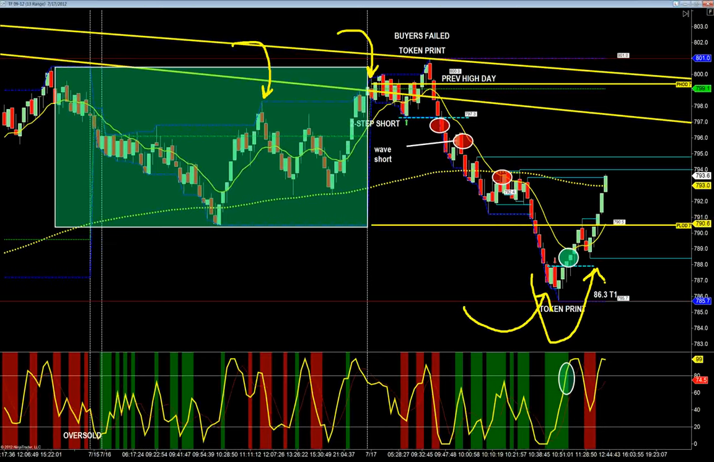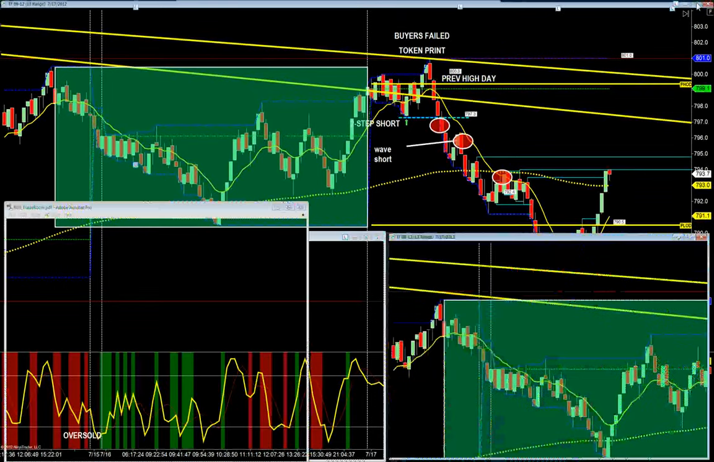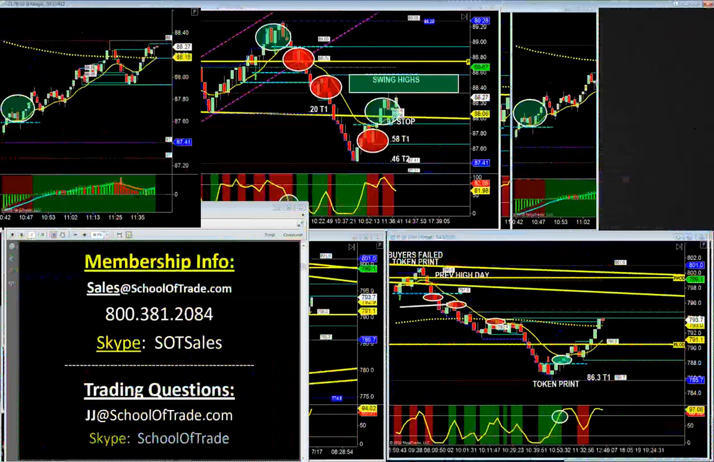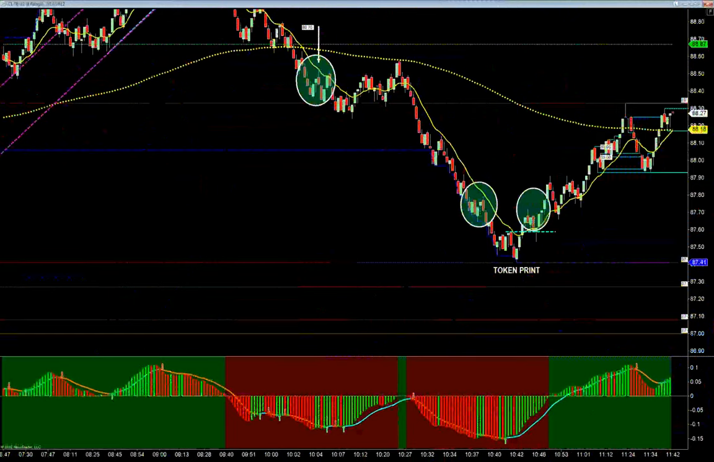So we right away then begin looking for an entry pattern, and we begin buying two-step, buying wave failure. And look where we are now in the Russell, all the way back up into the range, and we should keep going all the way back up to retest that previous high of day. This is one of the easiest ways to use our method, using the previous highs and previous lows as big market sentiment clues.